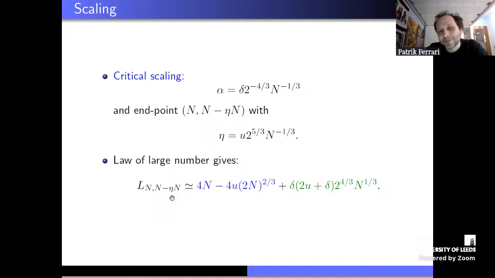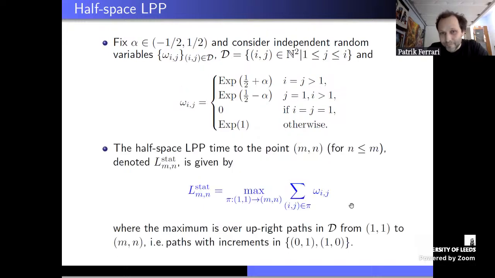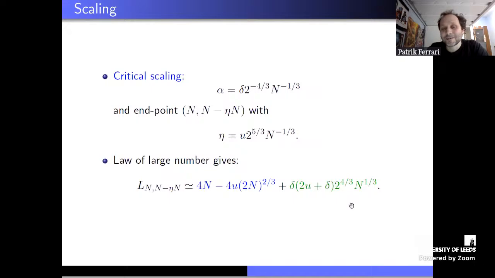And then, the law of large numbers, since it's stationary, we know what it is because the expected value is the sum of the increments, and we know exactly the distribution. So the increments here are exponential with parameter 1/2 plus alpha, and the increments horizontally are exponential with parameter 1/2 minus alpha. In the stationary case, we can compute explicitly the law of large numbers, the expectation of this is, up to order n to the 1/3, this explicit quantity.